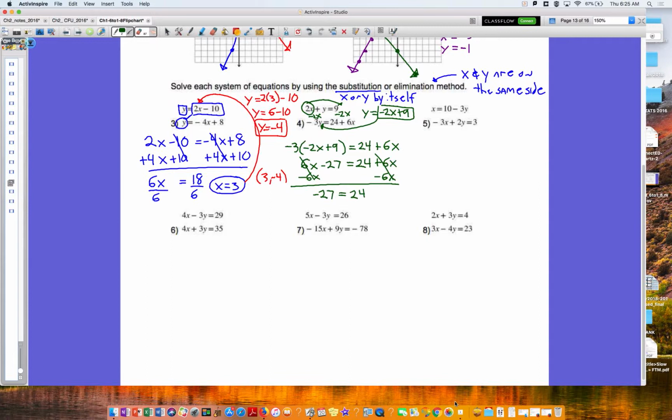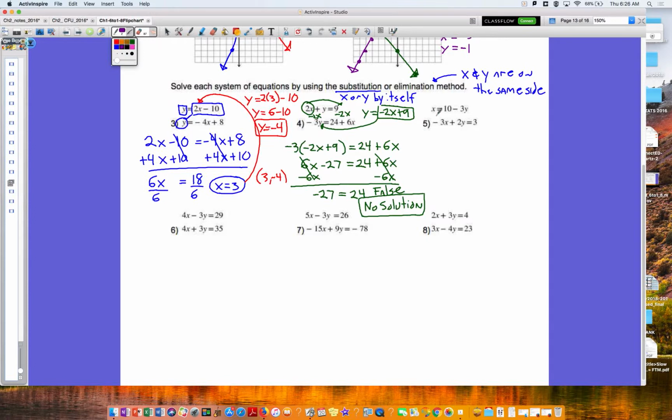When that happens, as we've discovered, this is a false statement. So what that means is we have no solution because the lines happen to be parallel lines. If we were to actually graph these, they'd be two parallel lines that never intersect each other. So don't be surprised if you get something like that on your test. Now, there's another case that will pop up a little bit later, and that's infinitely many solutions.